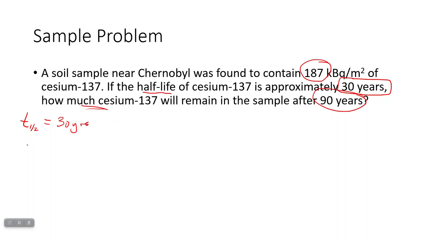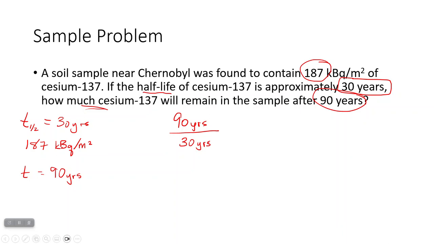What was our original amount? Well, we started with 187. And keep in mind, if you're doing this on the AP test, you will need to include units, so I'm going to write down the units. Then the amount of time we're looking at is 90 years. The first thing I do is figure out how many half-lives we're looking at. Within 90 years, how many 30-year periods will you have? You take 90 years and divide it by 30 years. That's going to give you 3 half-lives.